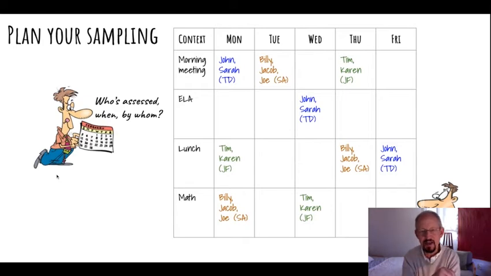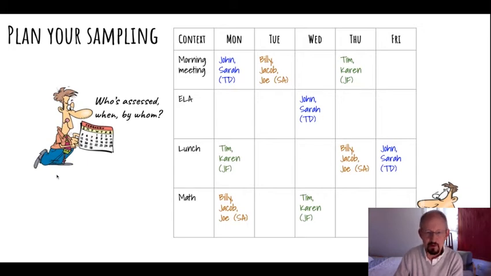So context by day of the week, I'm mapping out which students are being assessed, on what, and in parentheses, by whom. Those are the staff members in the classroom. So you can see here, I've started morning meeting. We're going to start first on Monday with John and Sarah. That's going to be our little group, and that little group will be taken by staff TD, right?